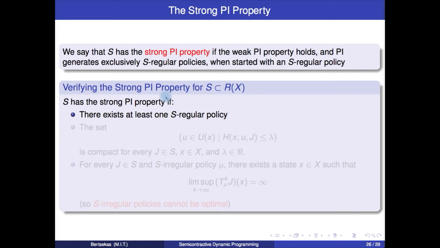Now, how do we verify the strong PI property? We will restrict ourselves to the case where S consists of real valued functions exclusively, and it can be shown that the strong PI property holds if there exists at least one S regular policy, if this set is compact for all J in S, states x and scalars lambda. It's a subset of the control space, which is assumed to be a metric space, and we assume that this is compact for all J, x, and lambda. We introduce a similar compactness condition for the case of stochastic optimal control. This is essential in order for policy iteration to be able to be carried out, for the infimum in Bellman's equation to be attained, and so on.